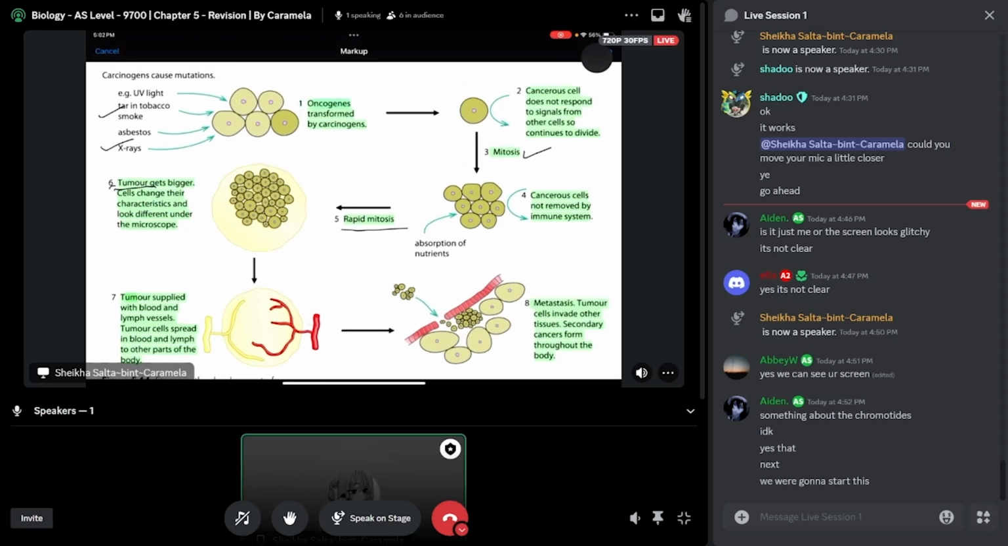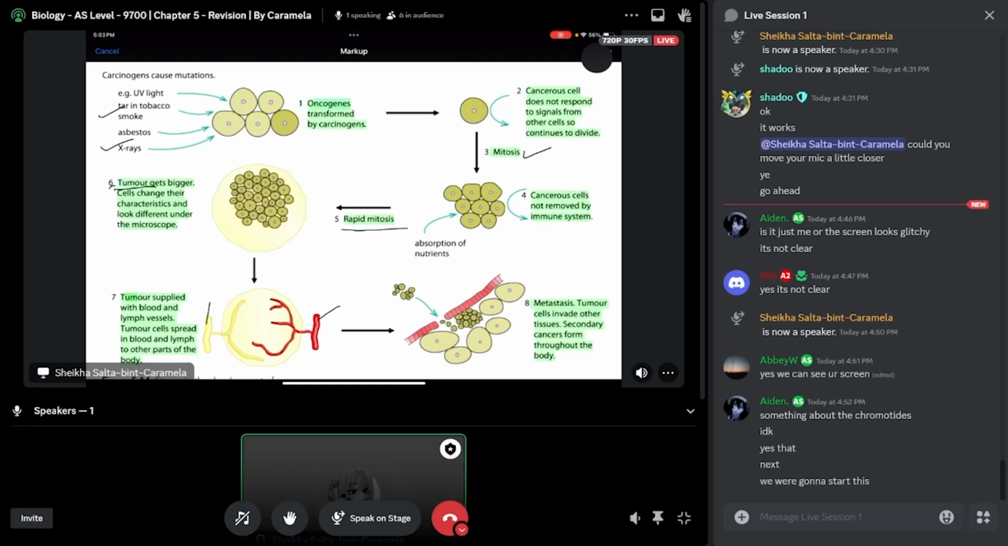Then the tumor is supplied with blood and lymph vessels, as we know that it's dividing uncontrollably, so it would require more nutrients. So it just takes over the blood vessels and lymphatic vessels surrounding the healthy cells, and uses those vessels to supply itself with nutrients. Then part of the tumor would break off and move inside the red blood cells or the lymphatic vessels.